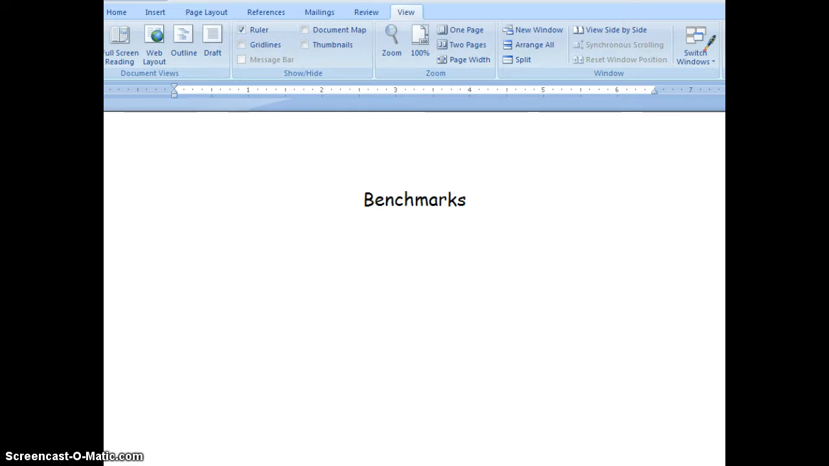One of the ways that students can figure out if fractions are equal or not is to look for benchmarks. When I talk about benchmarks, I mean 0 is a benchmark. 1/2 would be a benchmark. A whole would be a benchmark.